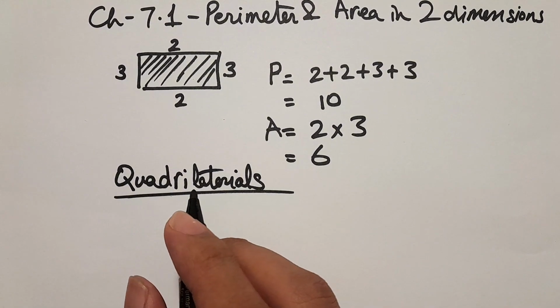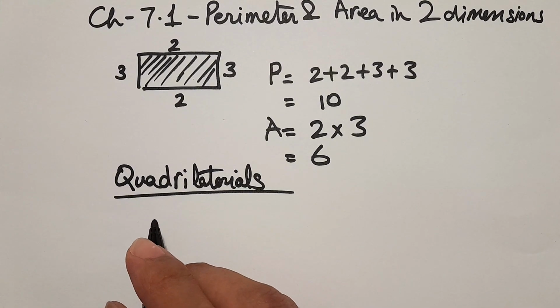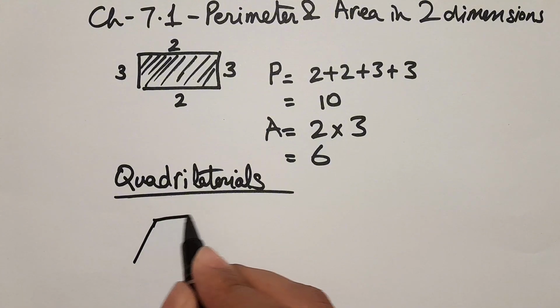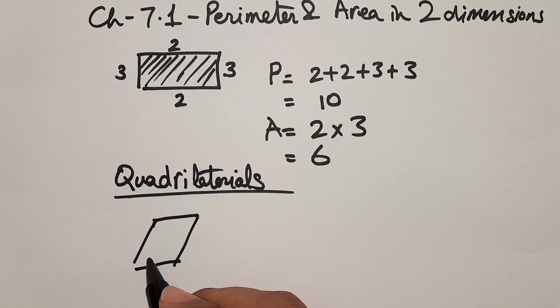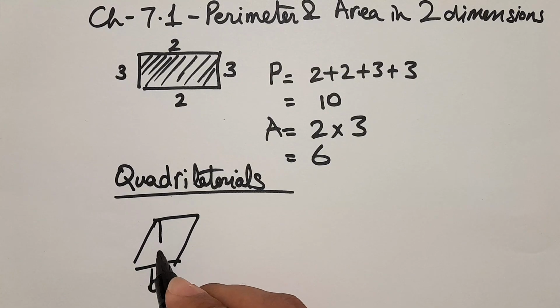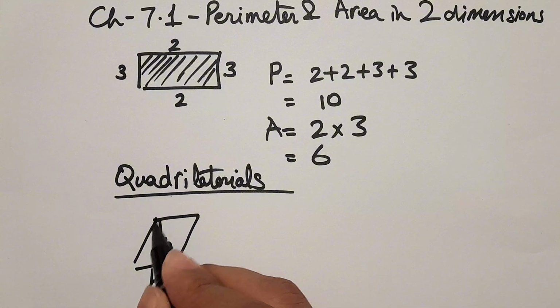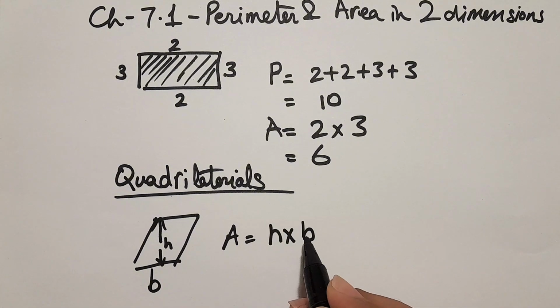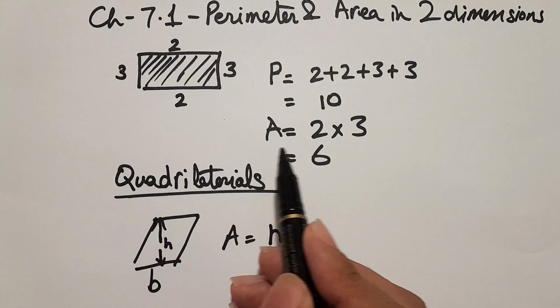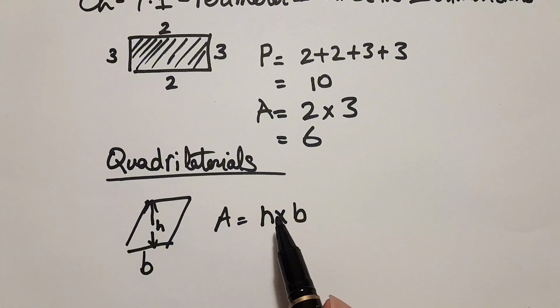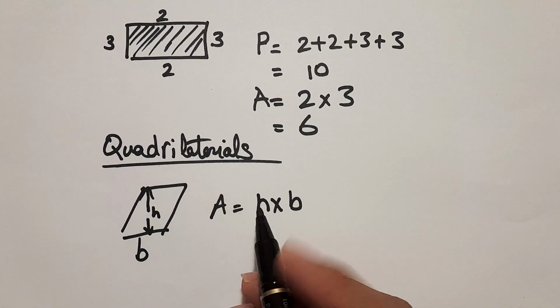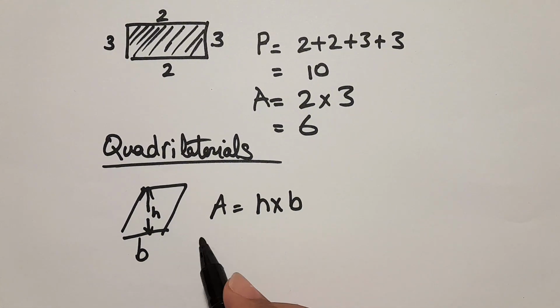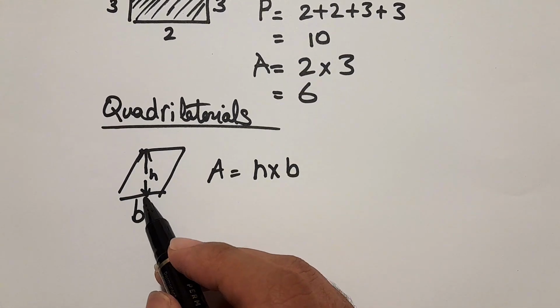So for quadrilaterals, we have here the parallelogram. For the parallelogram, the base will be B and the height will be this. So the area will be height times base. And for the rectangle, I have already shown here the area is the same, which is height times base. And for the rhombus, it is also the same because it's an enlarged shape of a parallelogram.